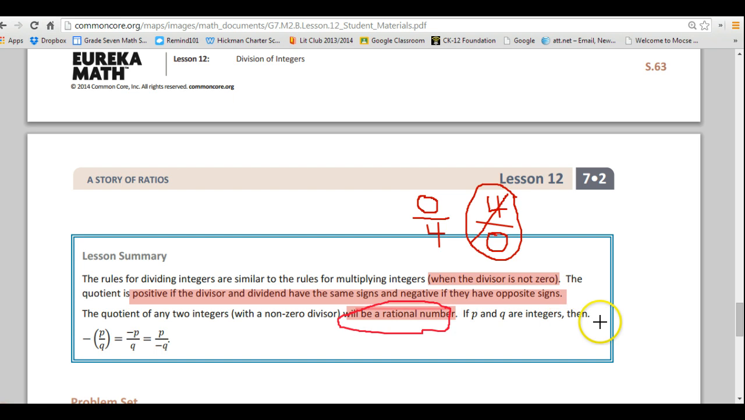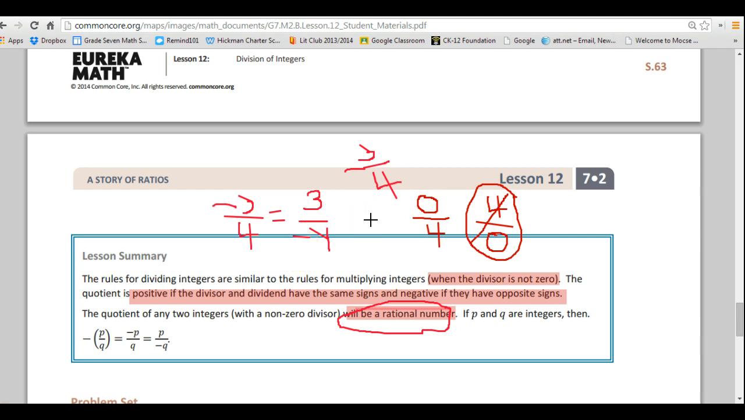If p and q are integers, then negative p over q equals negative p over q, which equals p over negative q. And this is what I was talking about before, because if you had negative 3 over 4, it is exactly equal to 3 over negative 4. Both of these, in their final form, would be very simply negative 3/4. I do not know why this looks so kooky and weird right now. But anyway, that's that.